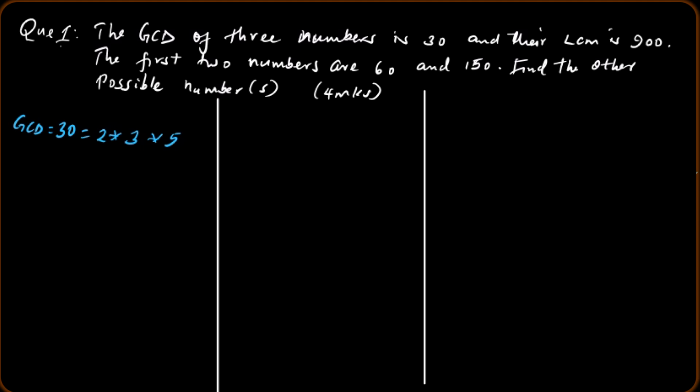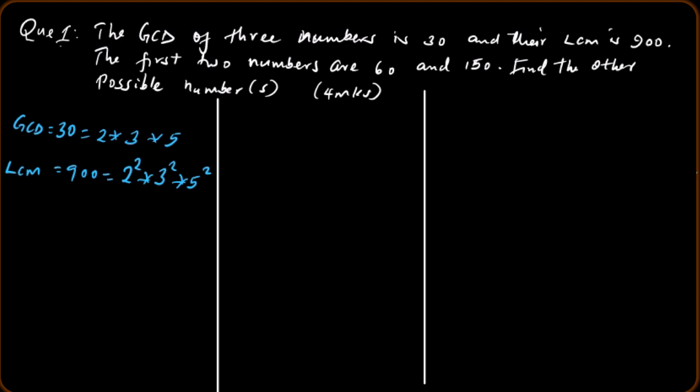The LCM is 900. So I write here LCM, which is 900. Now 900 will be 2 power 2 times 3 power 2 times 5 power 2. Okay, 2 power 2, 3 power 2 times 5 power 2, we get 900.